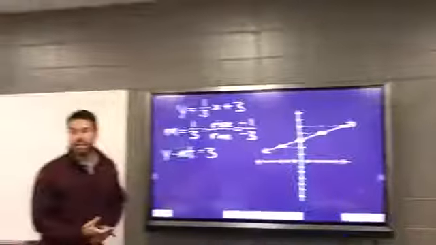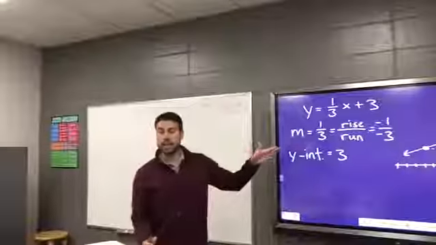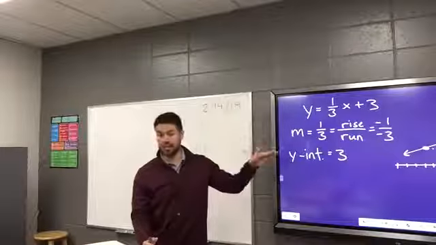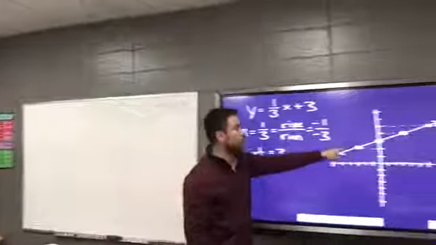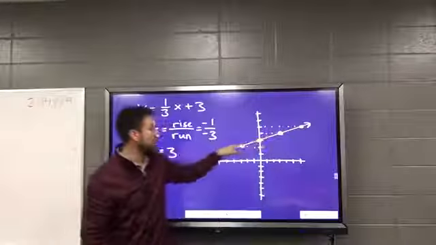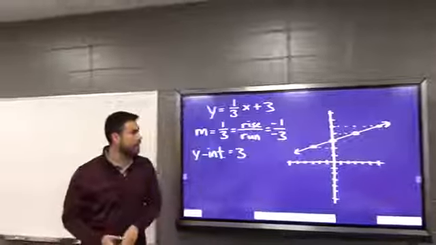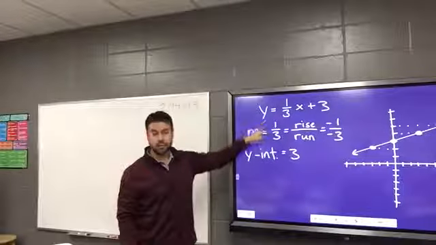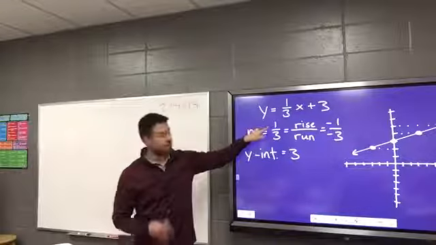No matter how I take that fraction, what am I always going to get? On that line. You can do it from any point, and you can go in any direction, and you should be able to get on that line, because this is what we call a ratio. And I hope you get that.